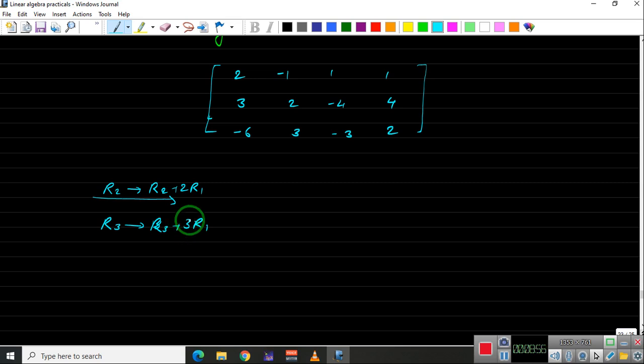Okay, so with these operations we have 2, -1, 1, 1. So I'm changing my R2. When you change your R2, this will be 3 to the 2 to the 6 plus 7, 7. This becomes 0, this becomes -2, and this becomes 6.